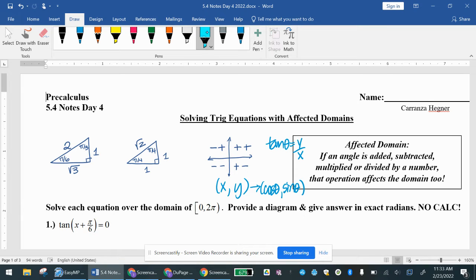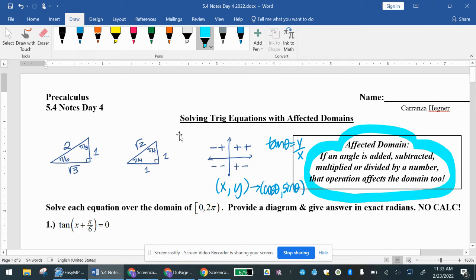Okay, so the main part of this lesson, guys, is that sometimes within the problems, we're going to have an angle that is either being added, subtracted, multiplied, or divided by a number, and that directly affects the domain. Okay, so notice that in example 1, they're asking us to solve the equation over the domain of 0 to 2 pi. 0 included, 2 pi not included. That's the normal domain that you've been given for number 1.